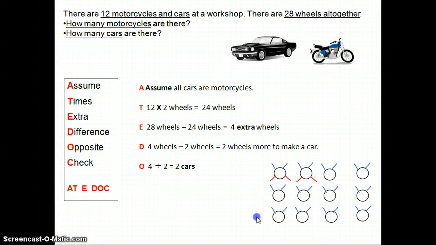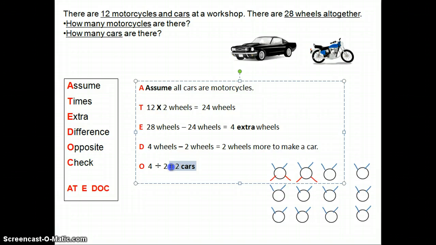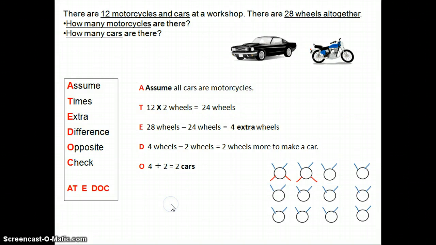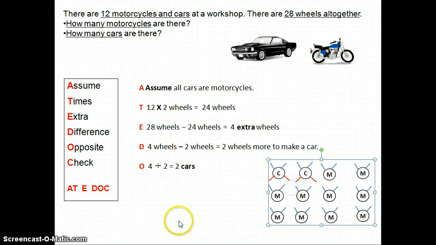If I were to draw it out, it'll look like this. So all of them were motorcycles. We already have 2 wheels on this motorcycle. We want to convert it into a car. We need to put on 2 more wheels. So we knew that we had 1, 2, 3 and 4 wheels extra, and that fits exactly for 2 cars. Once we find out this information, we can easily find out the number of motorcycles. Alright, I've labeled them to help you see it clearer.